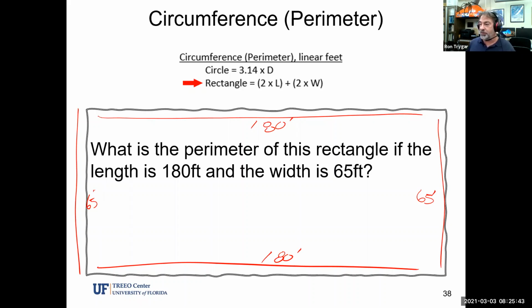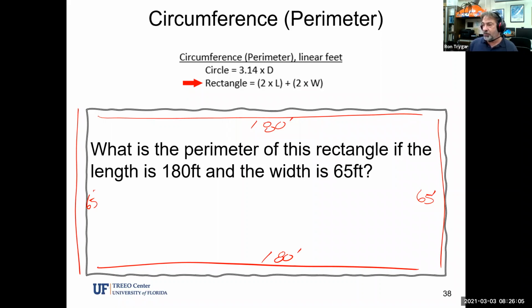The other way you could do it is what they're showing here on the screen. The formula is written like this. It has the number 2 times the length, in parentheses, and then 2 times the width, also in parentheses. You would do those multiplications first and then add the two together. So either way will give you the same answer.